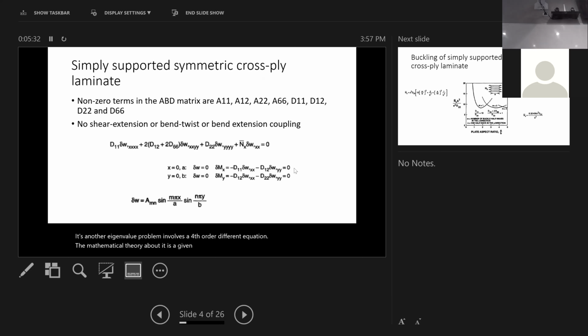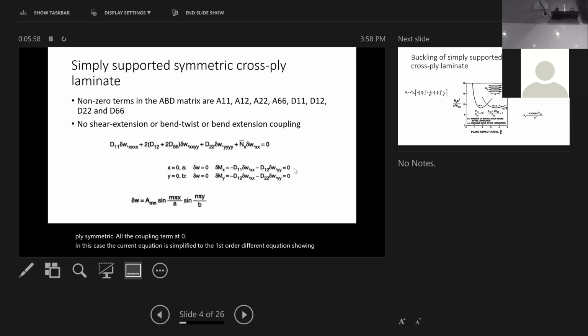So the governing equation for the plate bending, this is actually a highly simplified case. We're talking about a cross-ply laminate. The ABD matrix is greatly simplified. You don't have any coupling terms. In this case, the cross-ply symmetric, all the coupling terms are 0. The governing equation is simplified to the fourth order differential equation shown here.